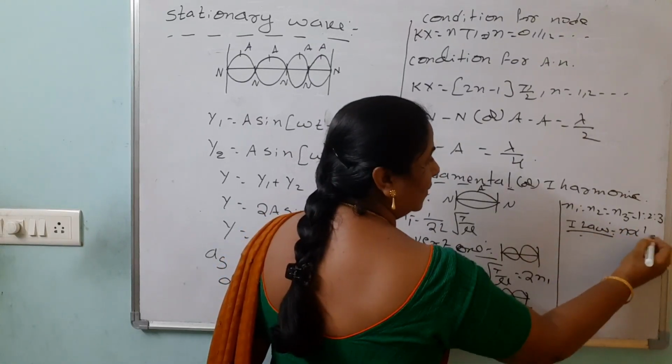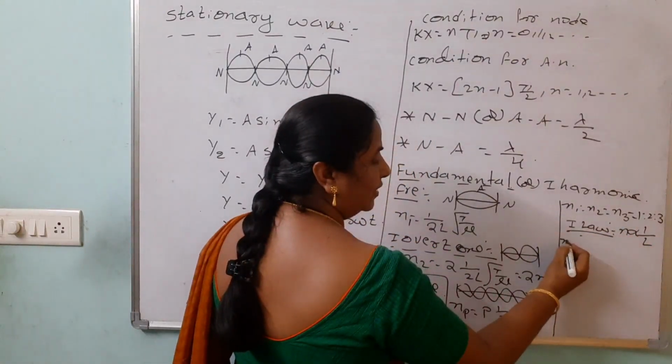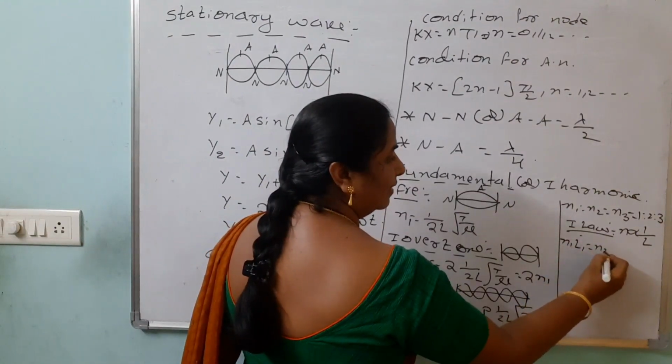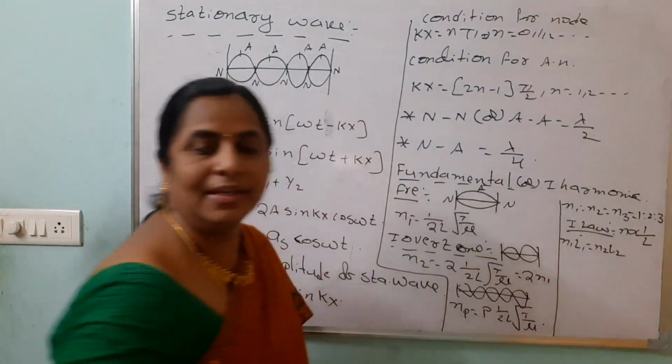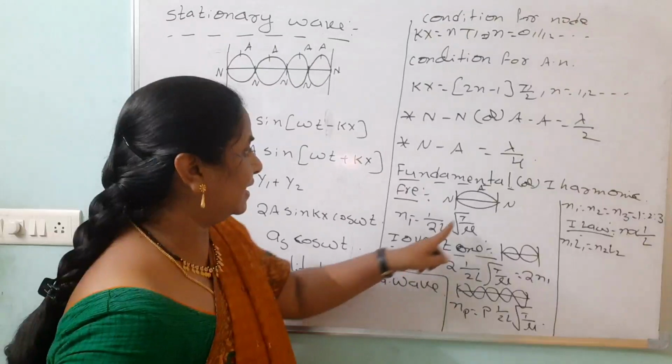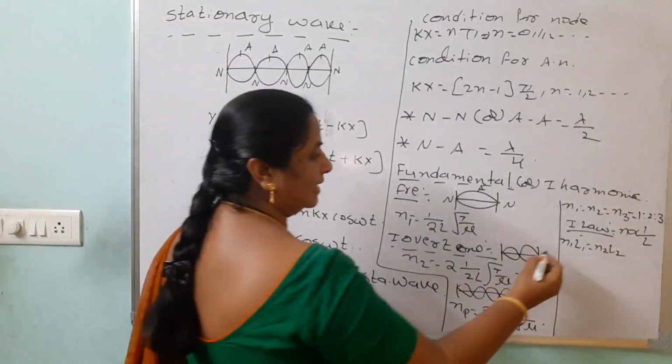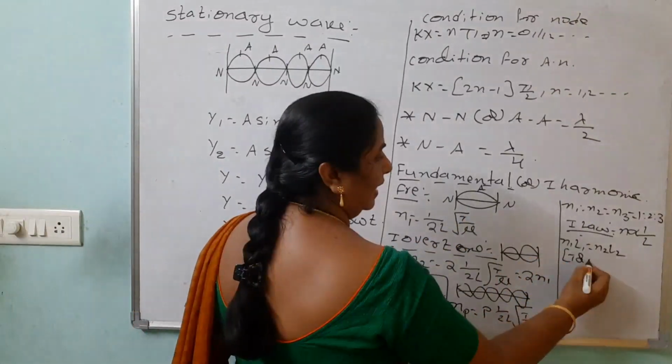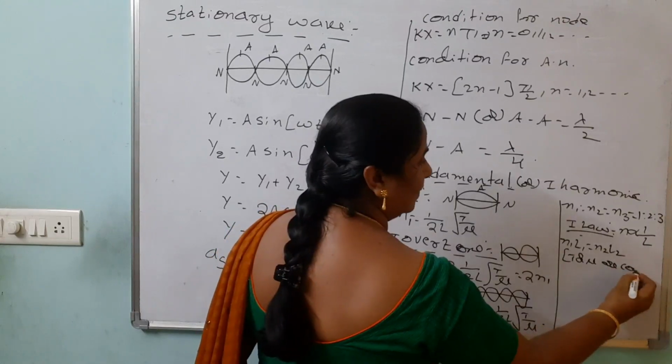Frequency is inversely proportional to length. Here we should write N1 L1 equals N2 L2, when tension and linear density are constant. Here T and mu are constants.